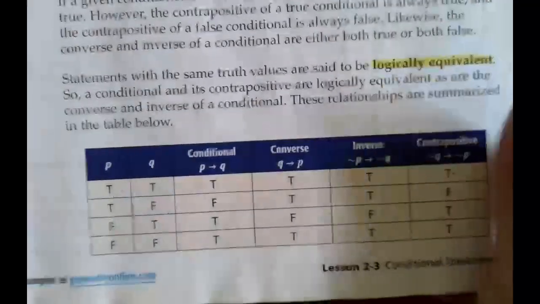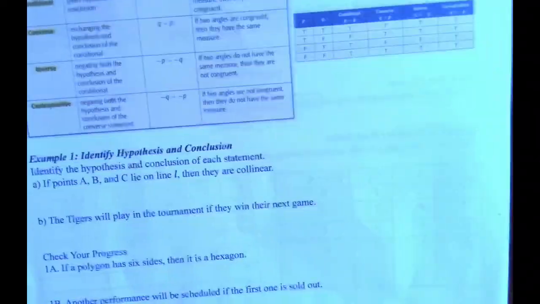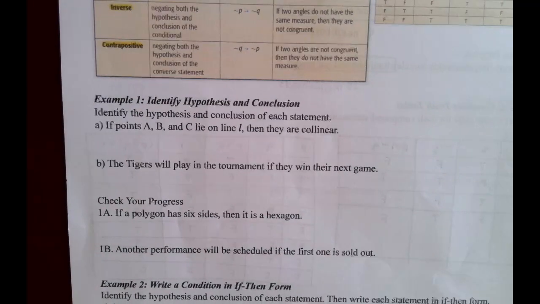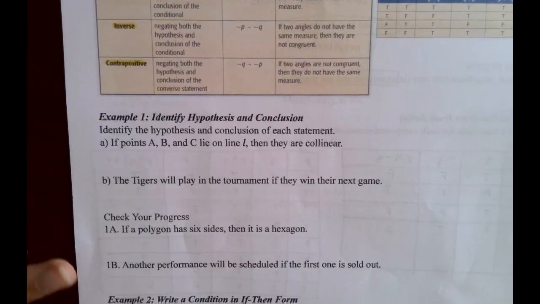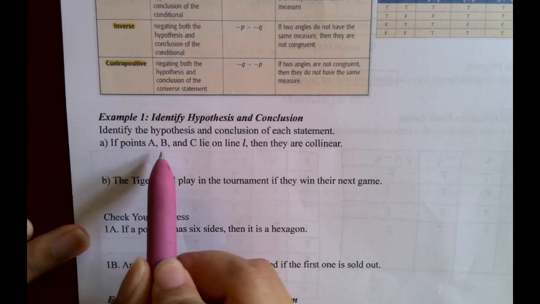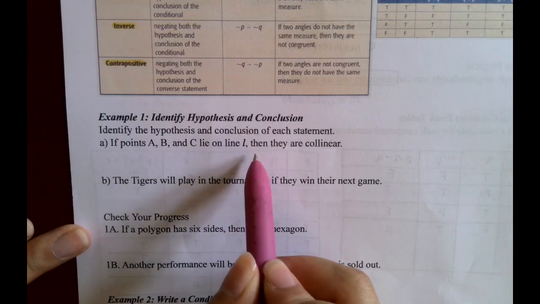Okay, so let's get started with example one. Example one just wants us to identify the hypothesis and the conclusion. Remember, the hypothesis is the part after the if, the conclusion is after the then, usually. So here, if points A, B, and C lie on line L, then they are collinear.